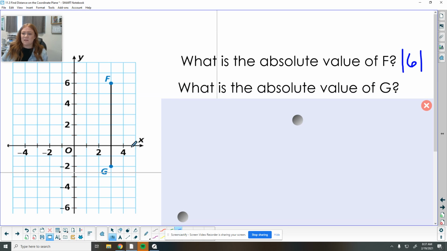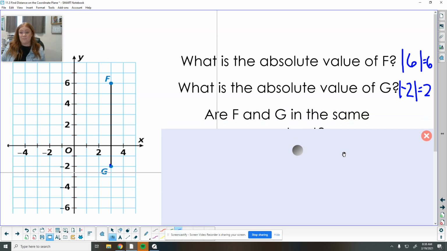Now let's find the absolute value of G. 1, 2. So it's a -2 though. So the absolute value of -2 is just 2. So remember, absolute value, even if it's a negative, when we draw those absolute value lines, it means it just wants the distance to 0. Its distance to 0 takes 2 units. So 6 takes 6, -2 takes 2.